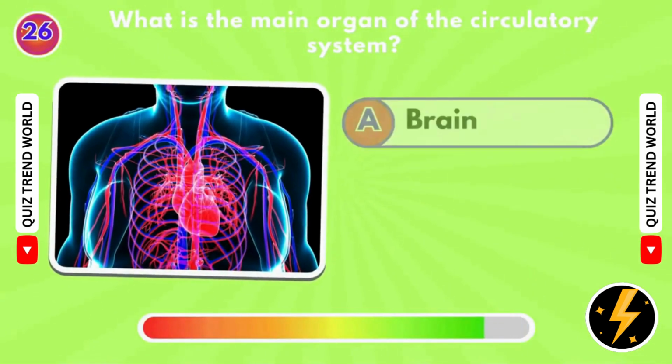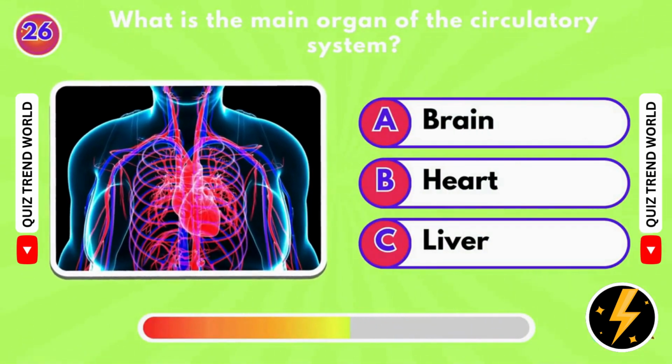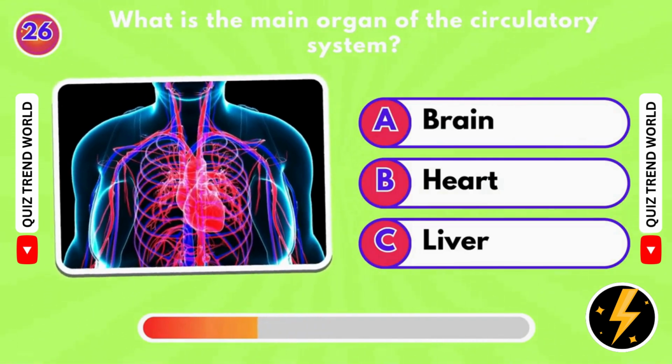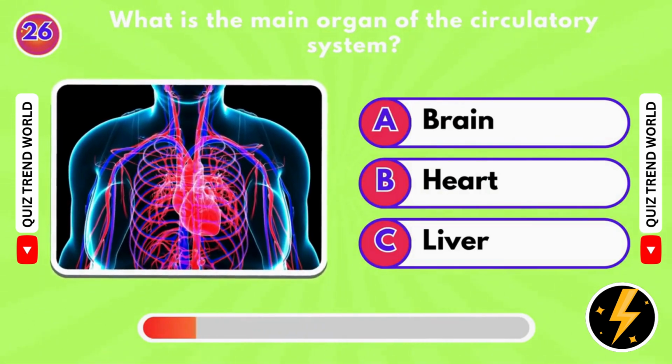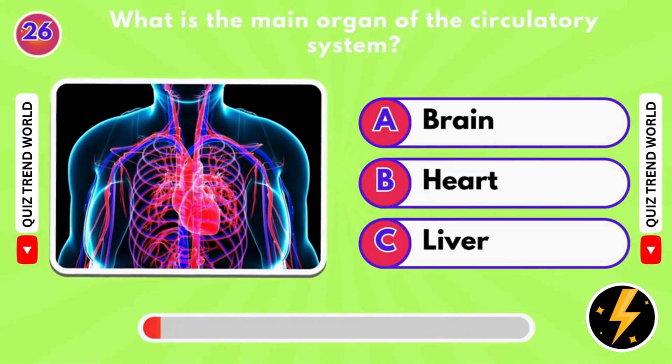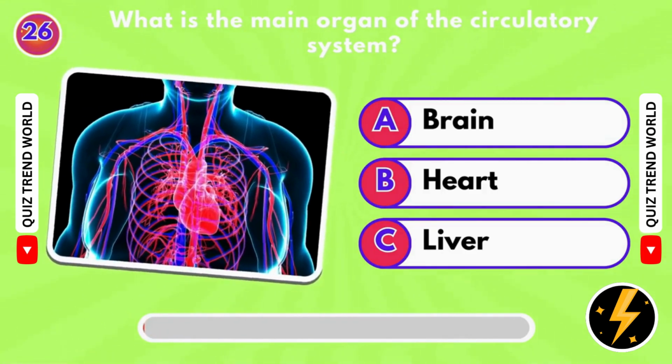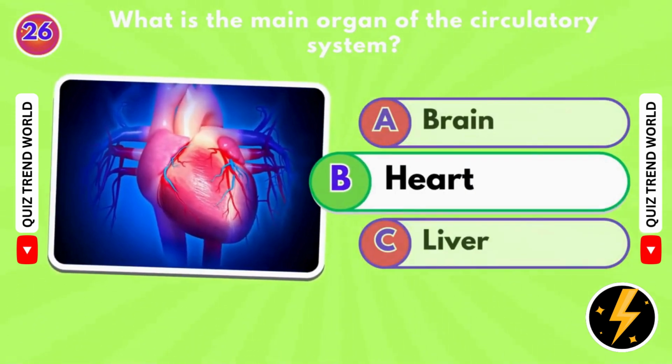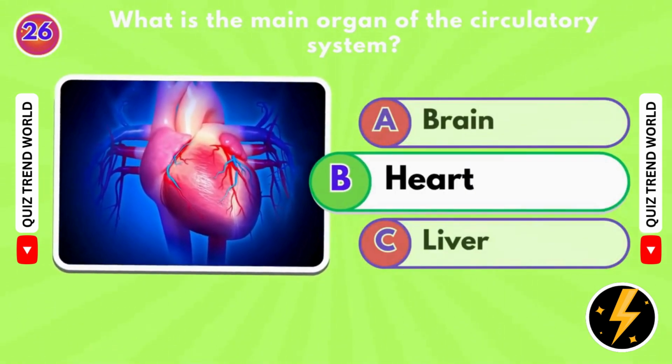What is the main organ of the circulatory system? Brain, heart, or liver? Heart. The heart pumps blood around the body.